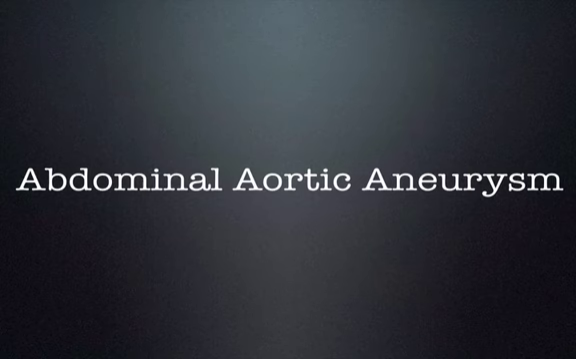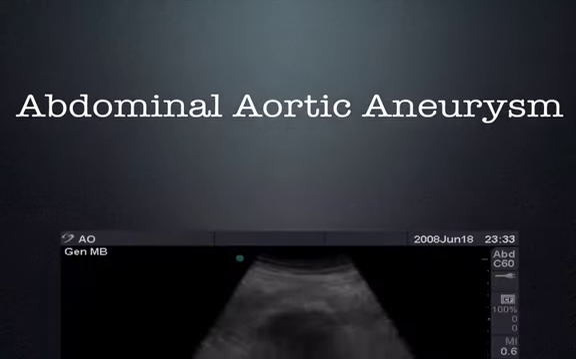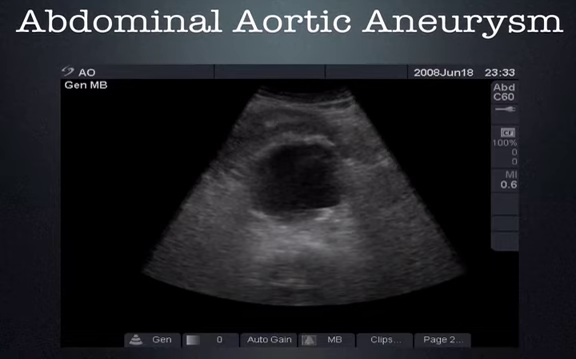Okay, now we're going to look at some actual ultrasound video clips and images of abdominal aortic aneurysms. Now this image here is kind of interesting. You can see here clearly the abdominal aortic aneurysm. Here is the underlying anterior cortex of the vertebral body. But watch as I start the video, the aortic aneurysm disappears into the bowel gas.